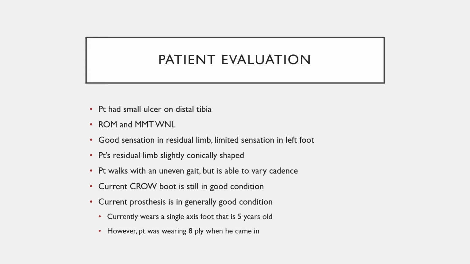Then for the condition of his current devices, his crow boot seems to be in good condition, and his current prosthesis is in good condition. However, he was wearing 8-ply when he came in, and that 8-ply was on top of a 6mm liner. So there's quite a lot of space in between his limb and the socket right now. He's shrunk quite a bit, and he has a single-axis foot on his current prosthesis, which is 5 years old, so that's getting a little old as well.